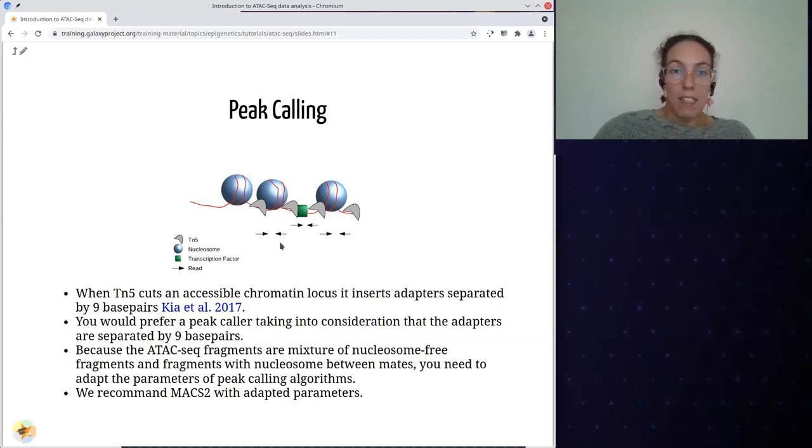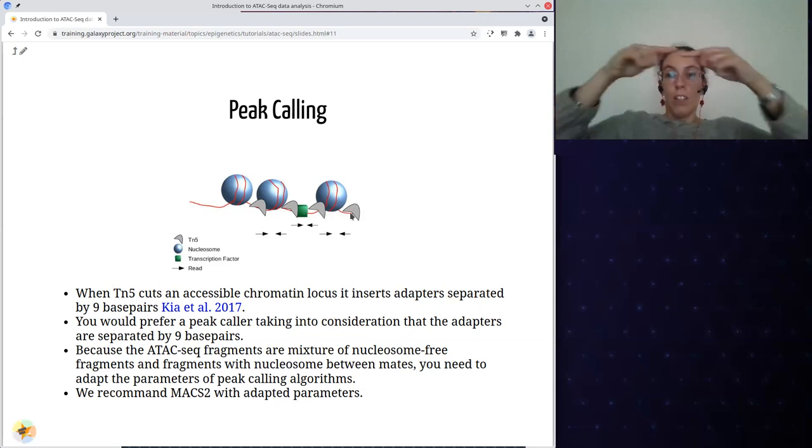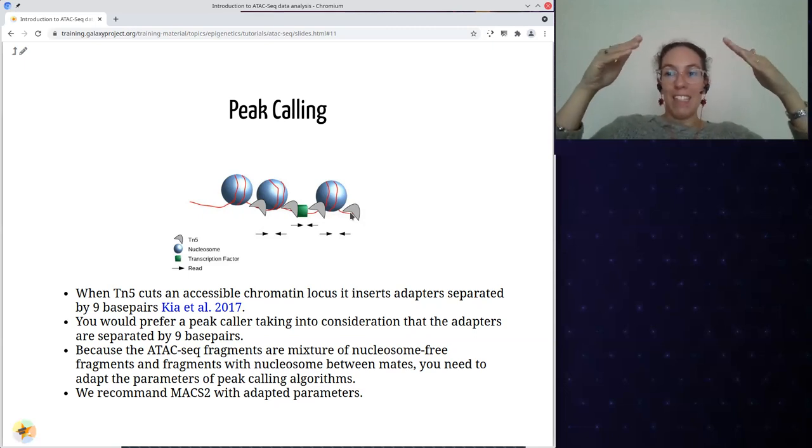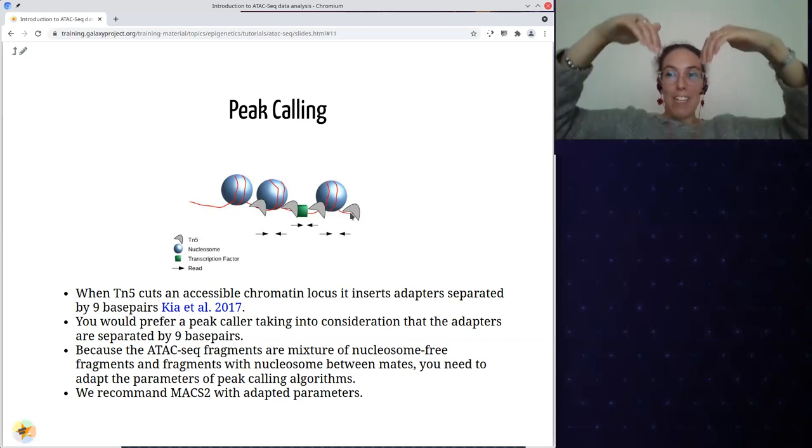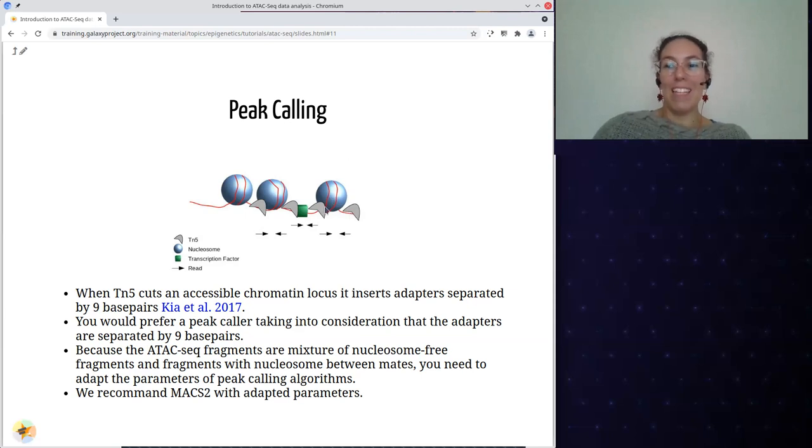Finally, as I said before, you have 2 types of fragments. You have fragments that are like this, that are nucleosome-free, but you also have fragments that are like this, where the whole fragment is covered by a nucleosome. So if you do a regular genome coverage or use the default parameters of a peak caller, you may find the coverage on the nucleosome instead of the coverage in between nucleosomes.